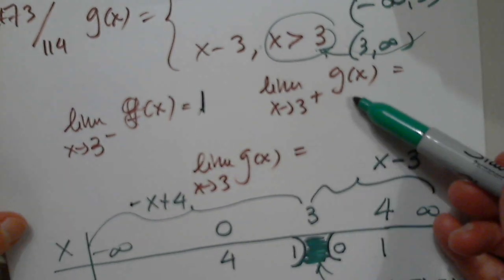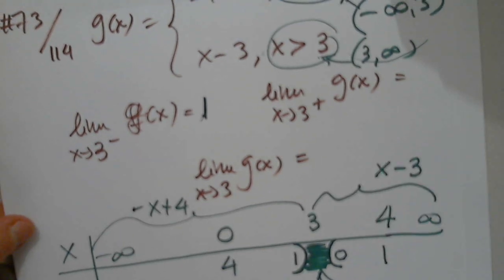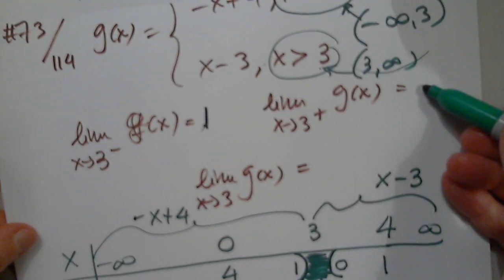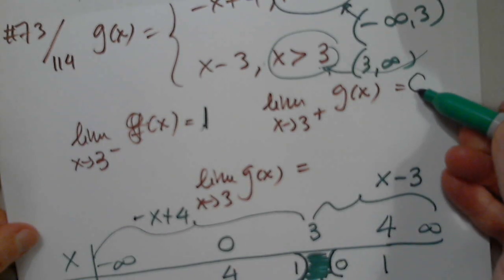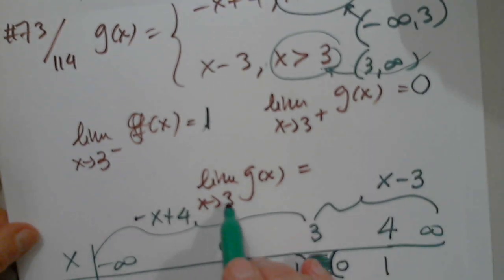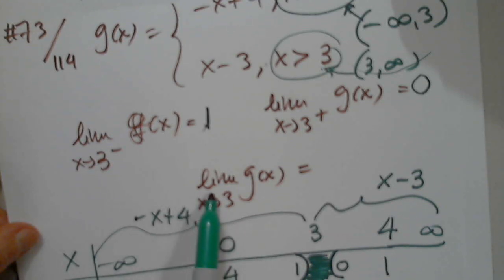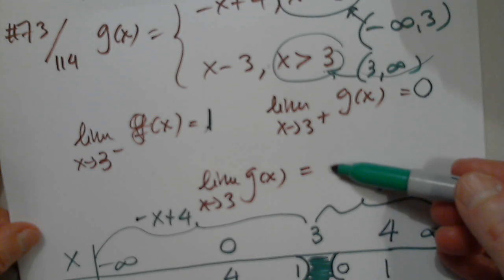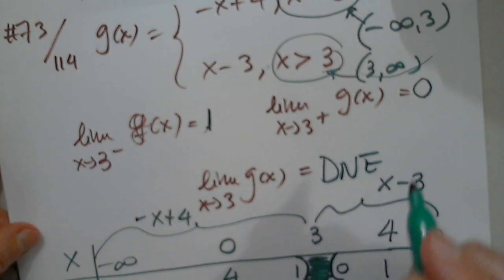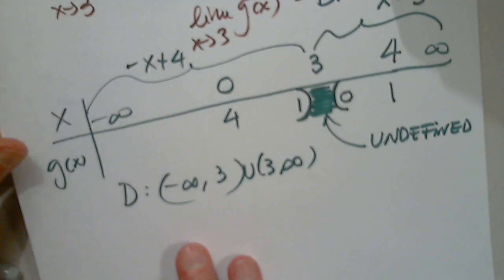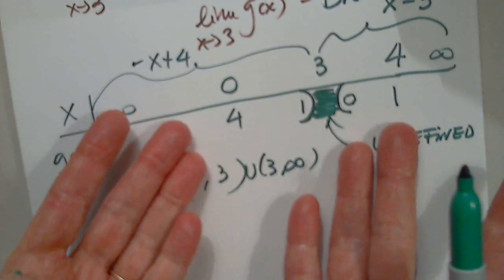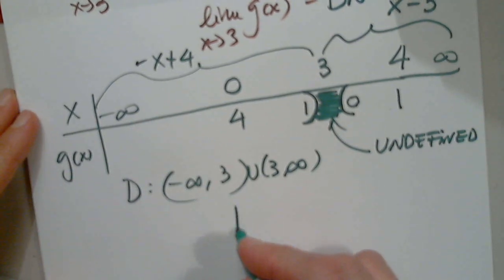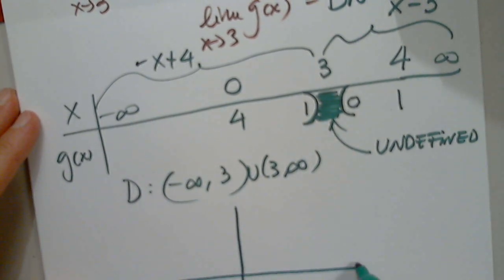The limit of g of x as x approaches 3 from the right. What should I write? 0. Excellent. What is the unique number, if there is one, as the limit of g of x as x approaches 3 from either side? DNE. Thank you very much. Indeed. We are ready to graph, although we don't even need it because we already have the answer. But it's asking us to graph, so let's graph.